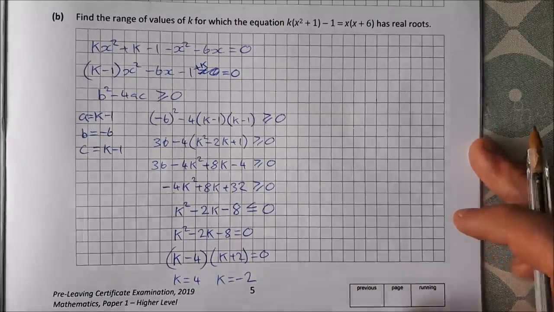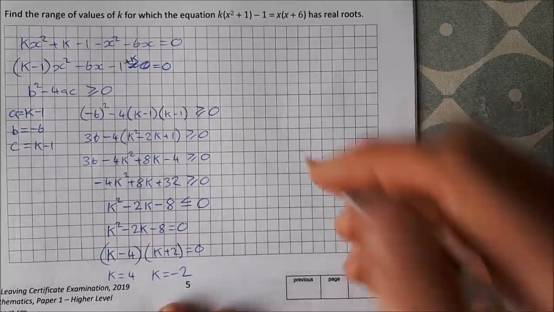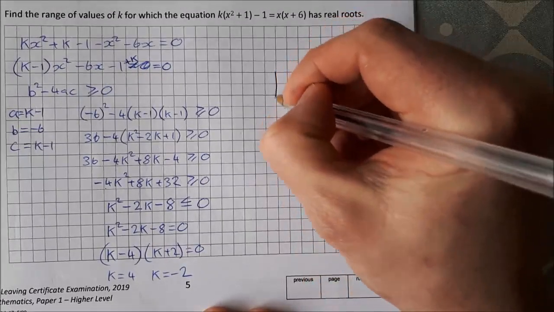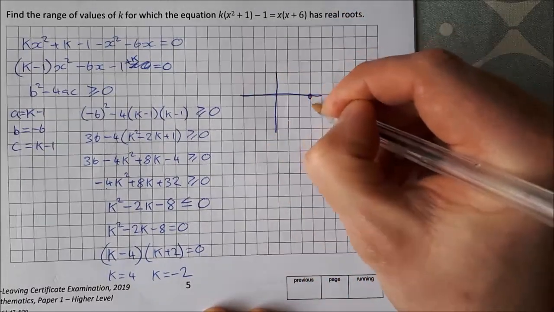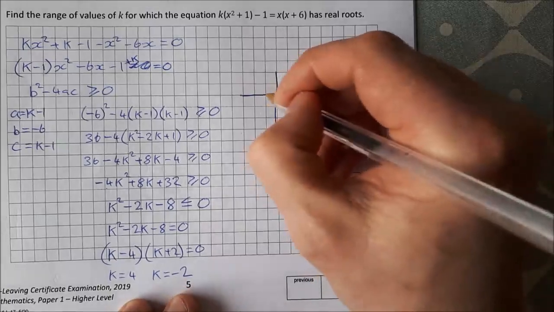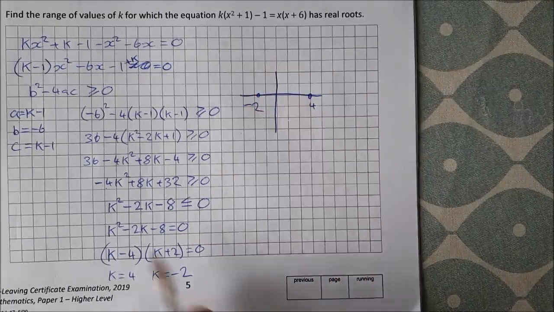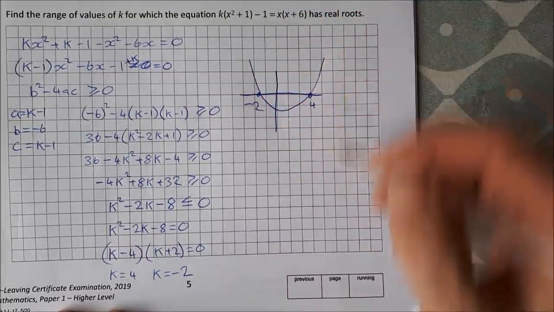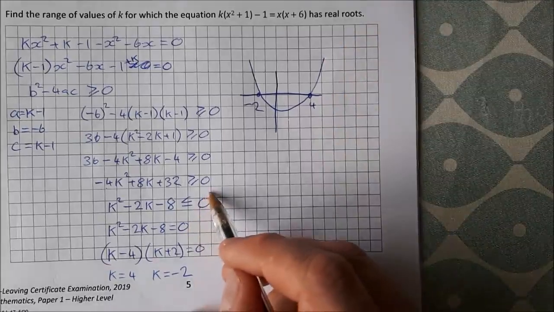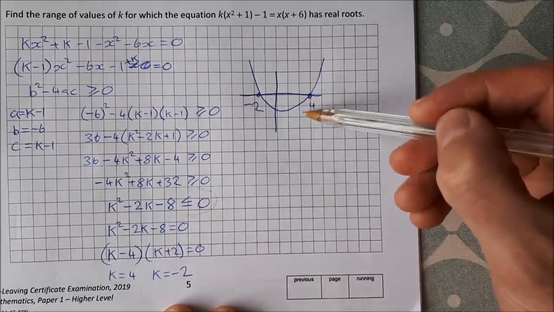So how do we know what values of k has real roots? We need to draw the graph. So just a sketch of the graph is enough. If I have here 4 and here minus 2, my quadratic looks like this. I want to know when is it less than or equal to 0. That means when is it below the x-axis.